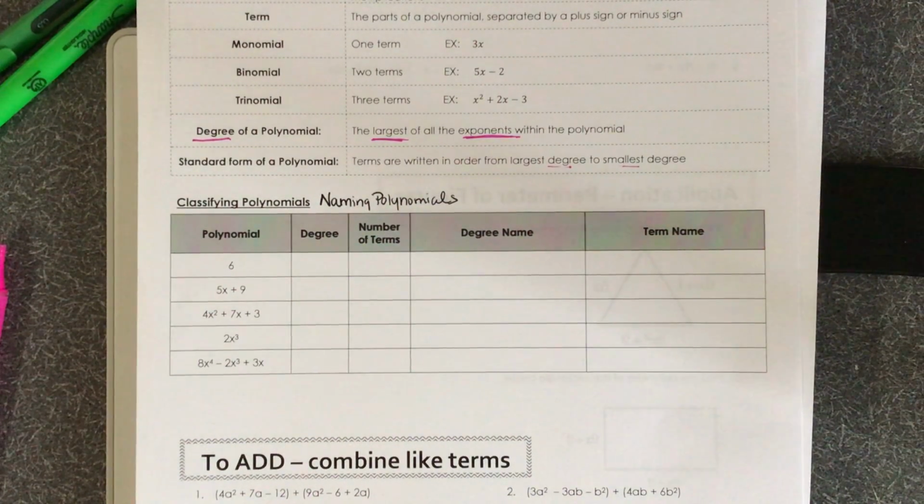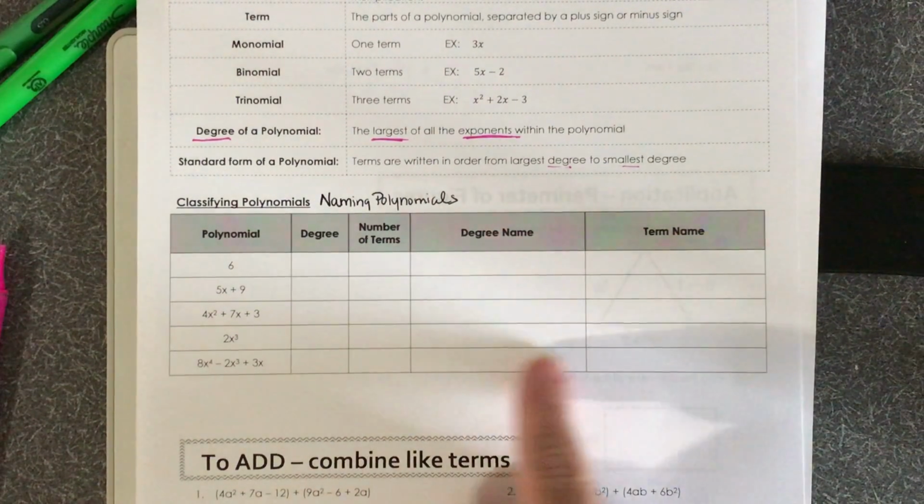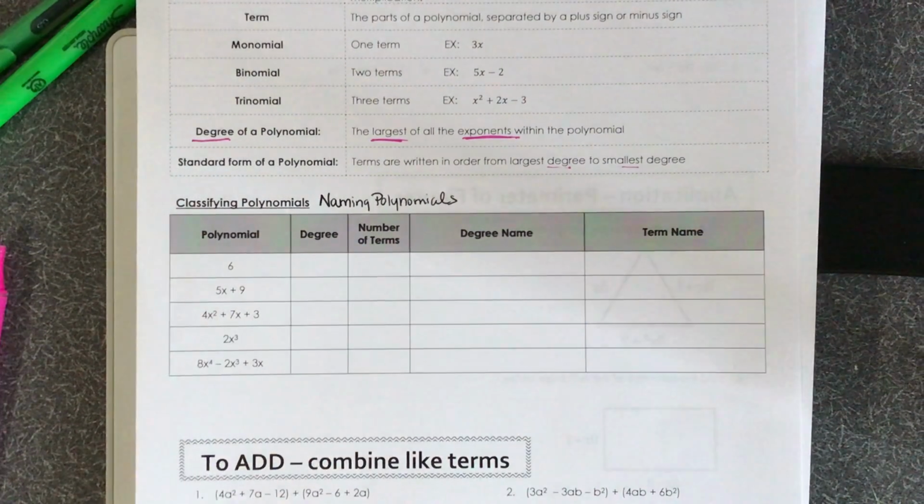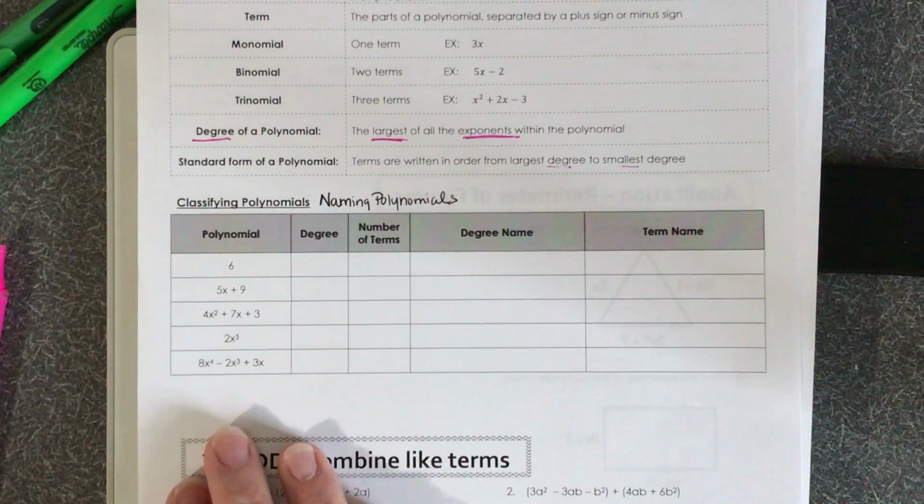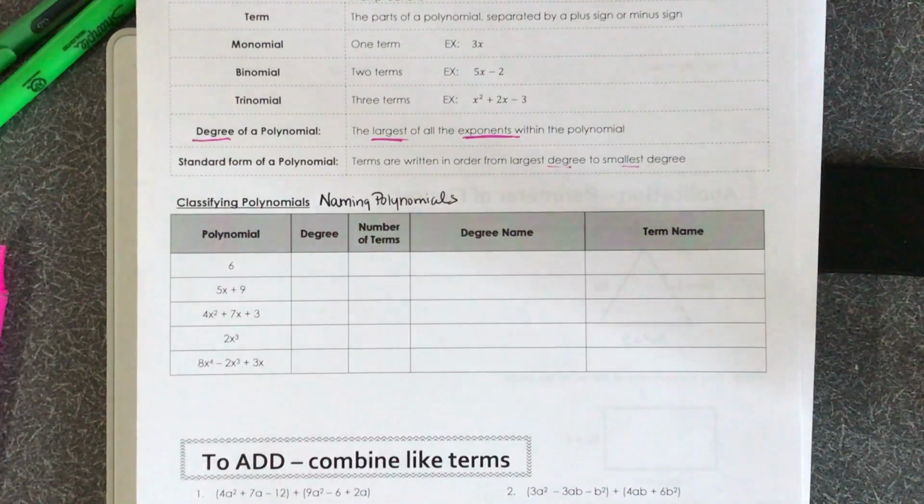Classifying polynomials, as we said a second ago, simply just means naming your polynomials. And there's two ways that you can name a polynomial. You can name it by its degree, and you can name it by the number of terms that you have. So on this chart, I'm actually going to work bottom to top.